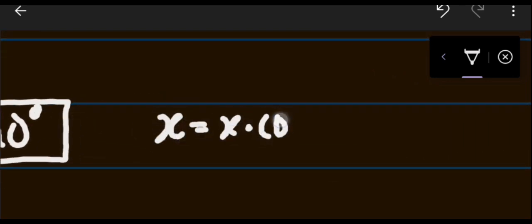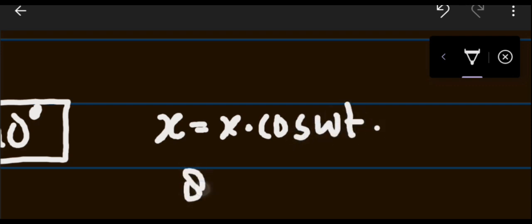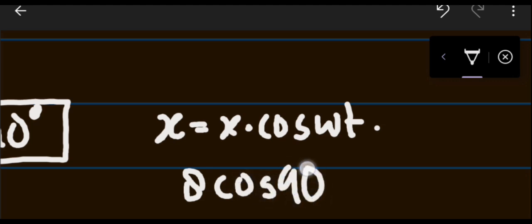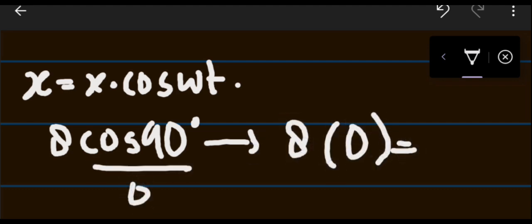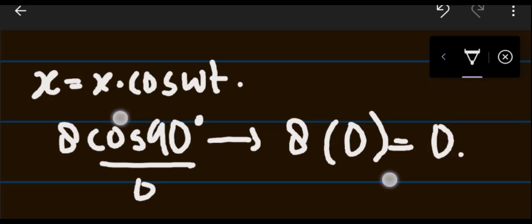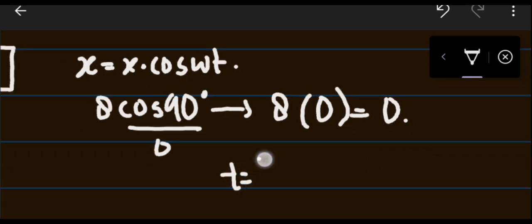So if I find out x, x is equal to x naught cos omega t, and omega t is given. So here we can say 8, x naught, cos omega t is for 90 degree. Now we all know cos 90 is equal to 0. Cos 90 is equal to 0, so when we multiply it with 0, the answer will be 0. So here you can see when time is t by 4, x is 0.